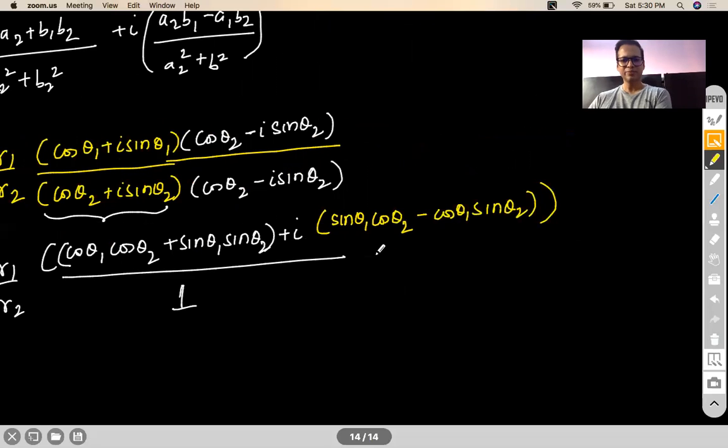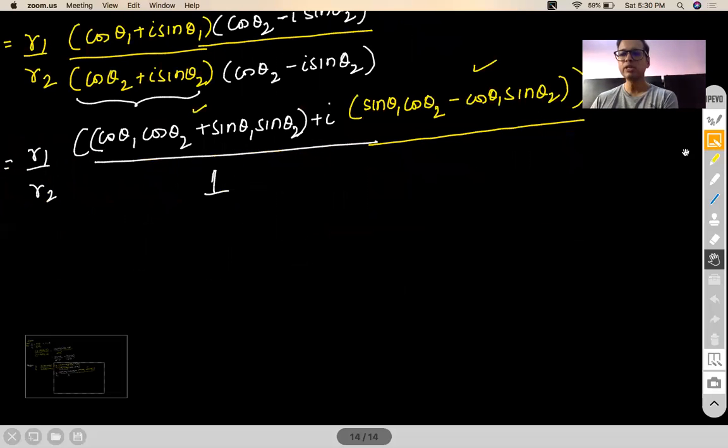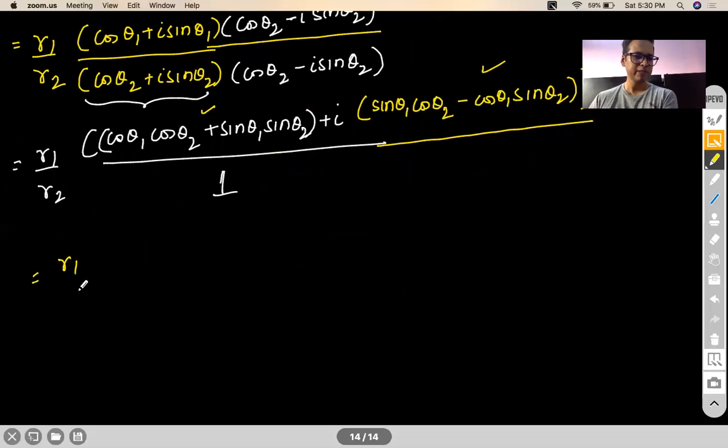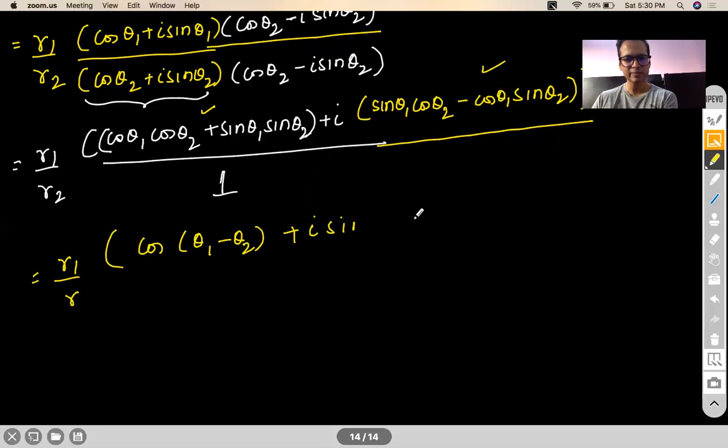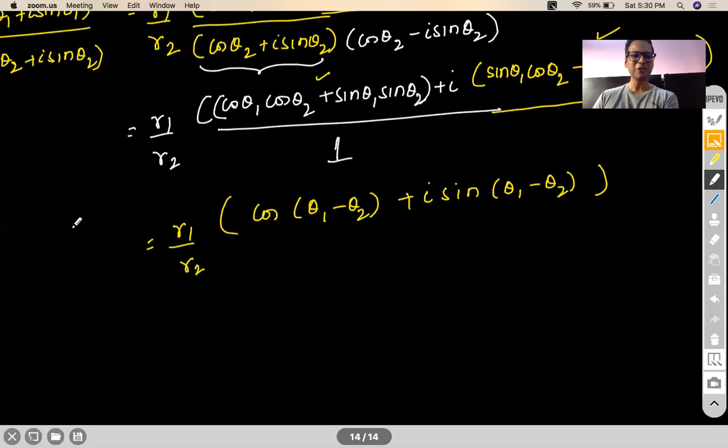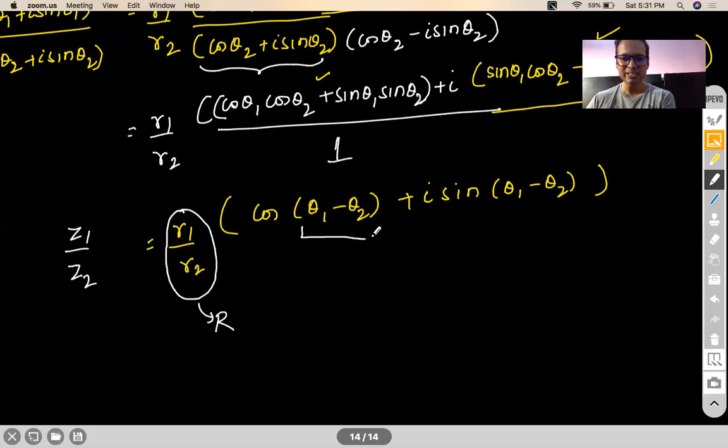And if you see these two terms carefully, they will take you to your childhood days when you learned trigonometry. Remember when you were very small, we learned that this was cos of theta 1 minus theta 2. Right, Madhav? Which class were you in? LKG or UKG? Right? So what do you observe over here? We observe here that we end up getting an answer whose modulus is this and whose argument is this, whatever you want to call it.